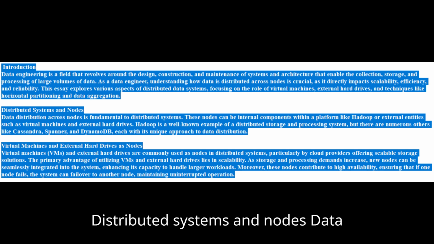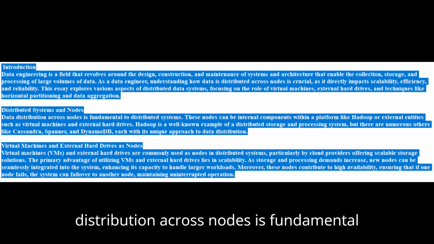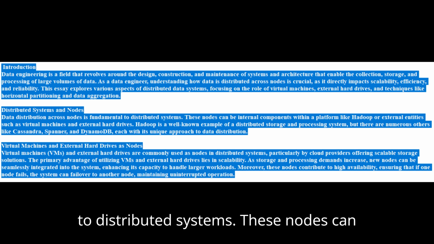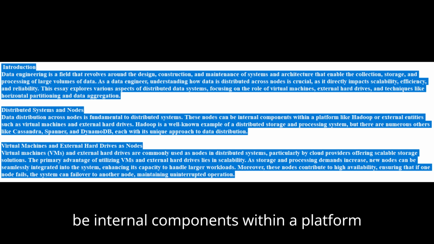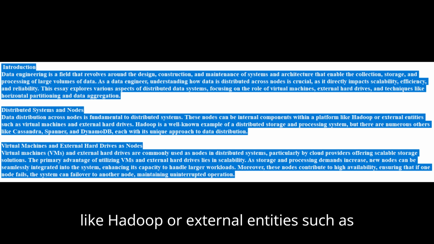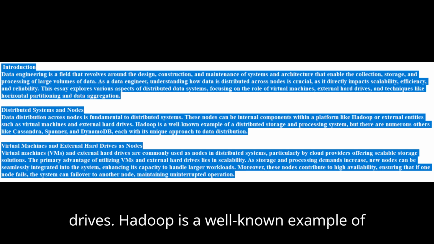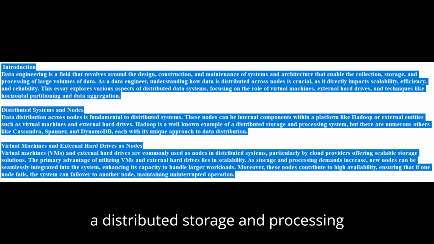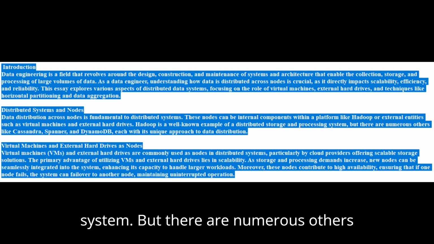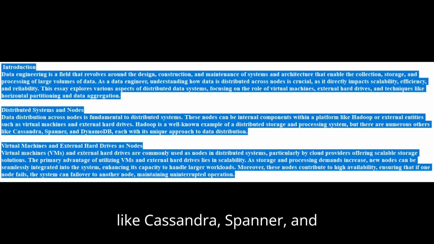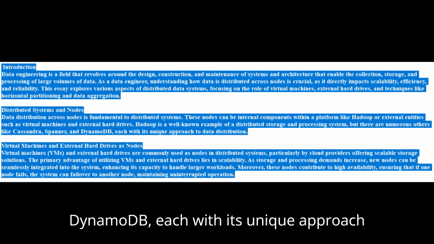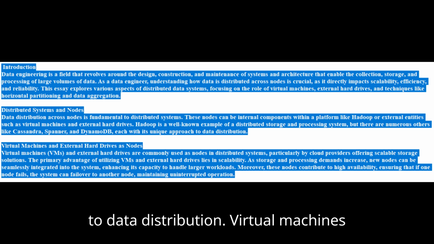Distributed systems and nodes. Data distribution across nodes is fundamental to distributed systems. These nodes can be internal components within a platform like Hadoop or external entities such as virtual machines and external hard drives. Hadoop is a well-known example of a distributed storage and processing system, but there are numerous others like Cassandra, Spanner, and DynamoDB, each with its unique approach to data distribution.